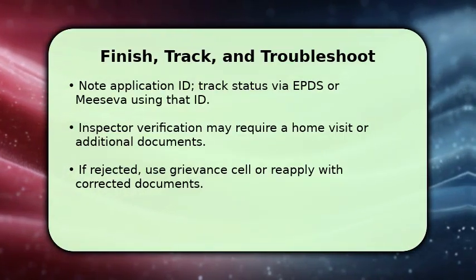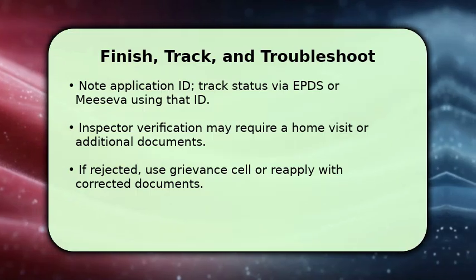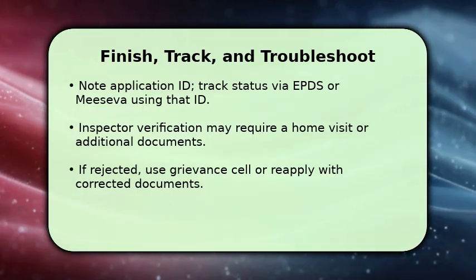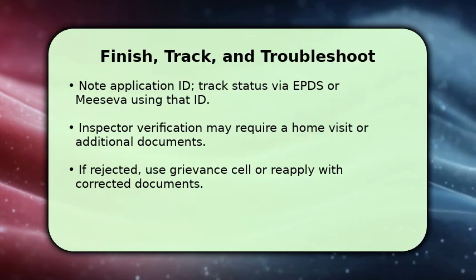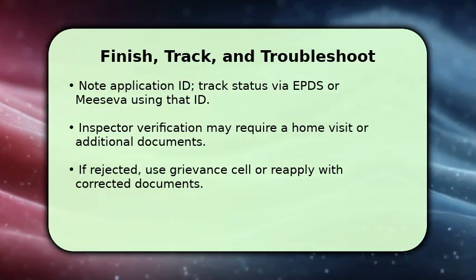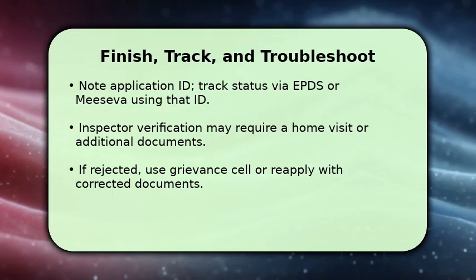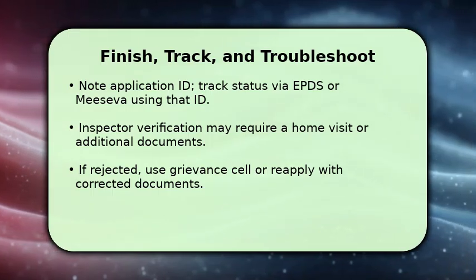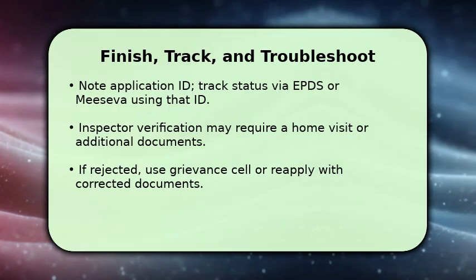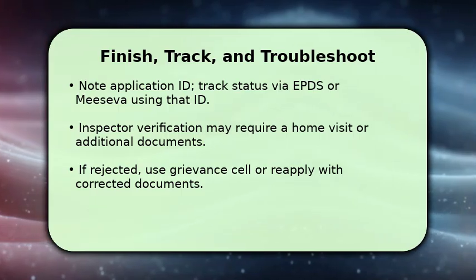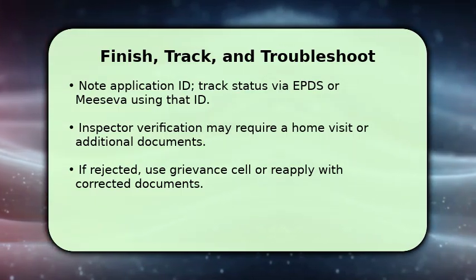Once processing begins, an inspector may verify residence or request extra papers, cooperate, and provide originals when asked. When the card is approved, download the electronic ration card or collect the physical copy as instructed. If your application is rejected, correct the specific mismatches and resubmit, or file a grievance.